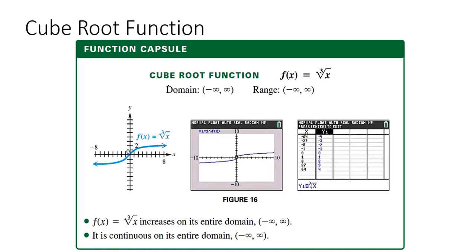Cube root function, f of x equal to cube root of x. If you look at the graph on your graphing calculator, as you can see, the function increases all the way from negative infinity going up to positive infinity. The domain is from negative infinity to positive infinity. It's like I have y is equal to cube root of x. Range also would be from negative infinity to positive infinity. It is continuous over that entire domain as well.